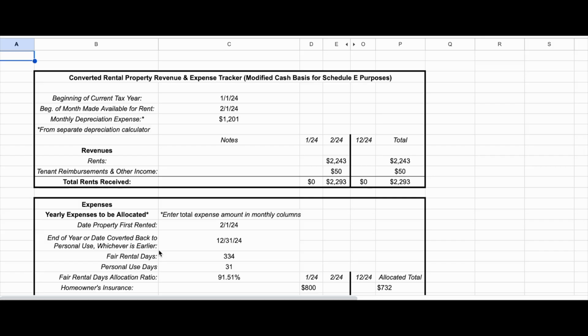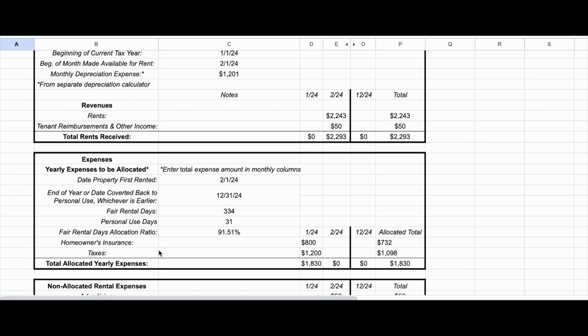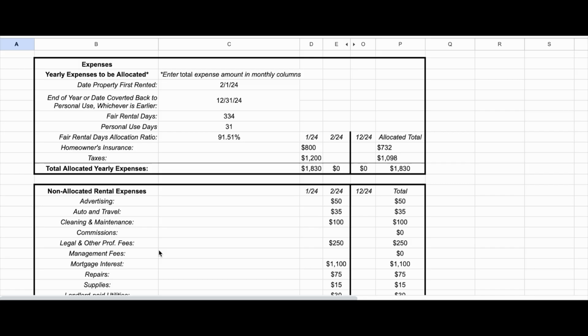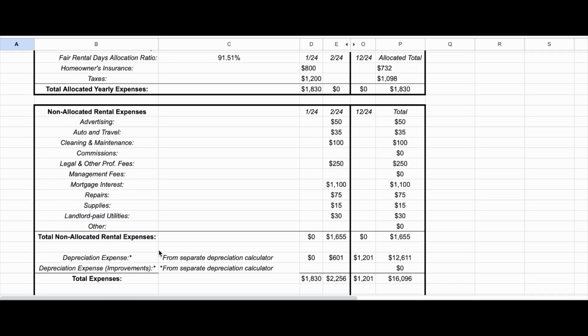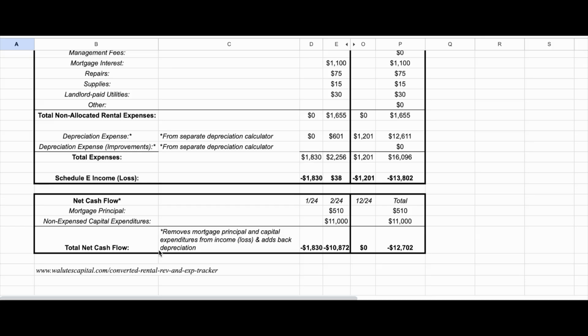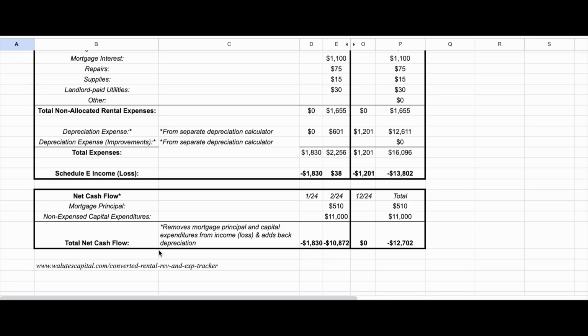So what Schedule E for your tax return requires to record the rents you've received, the expenses that need to be allocated due to annual timing of the conversion, and then your non-allocated rental expenses, so things that are 100% devoted to your rental property and fully deductible. And what we ultimately settle on is your Schedule E income or loss, or your taxable income or loss, and then we convert that to net cash flow. So are you actually getting positive cash flow from this deal?